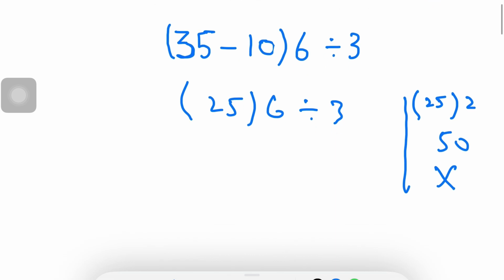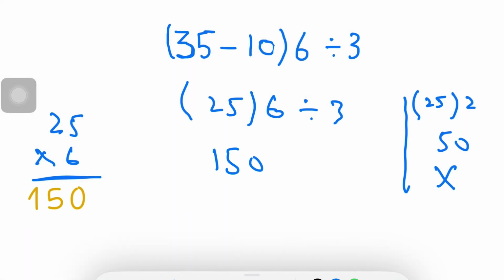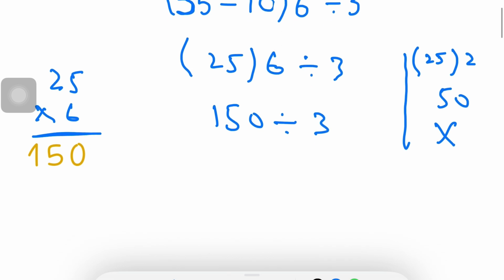Now we simplify the B for bracket, O for of. Now we simplify the of: 25 multiplied by 6 is 150, and divide by 3. So now 150 divided by 3 means 50. 50 is the final answer of this question.